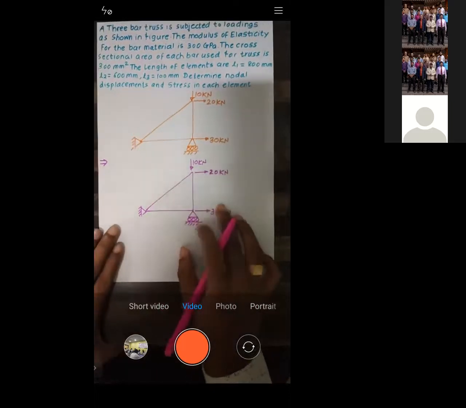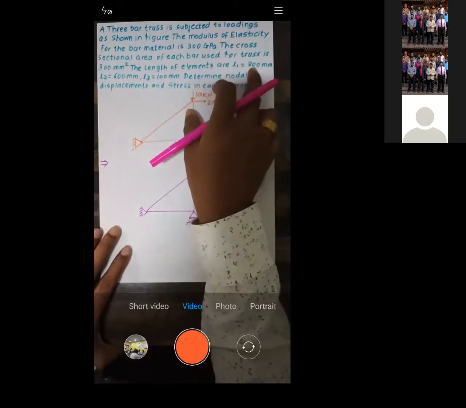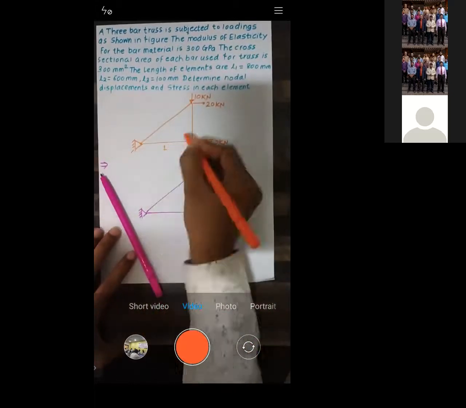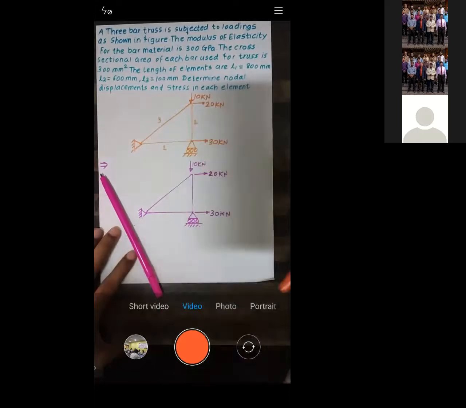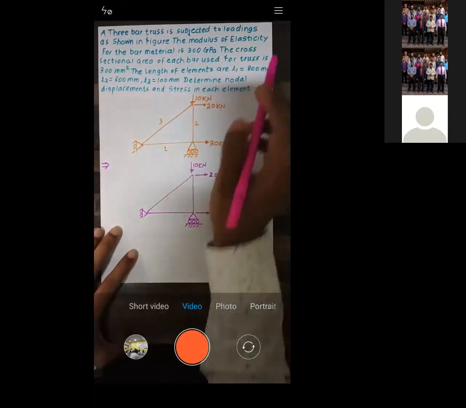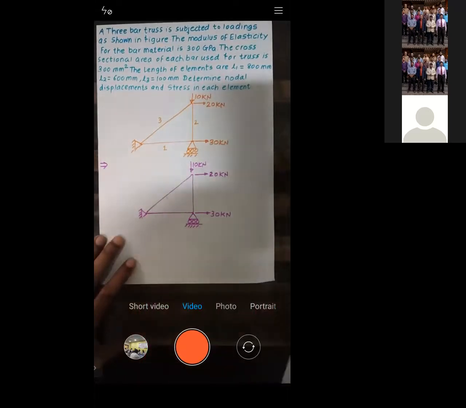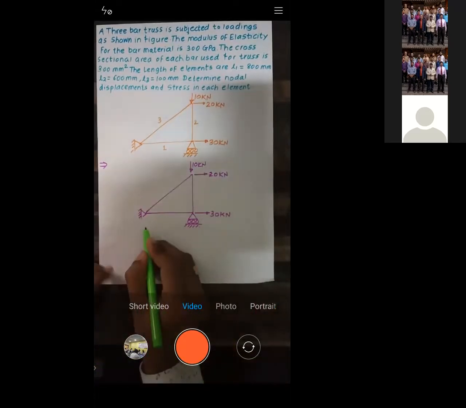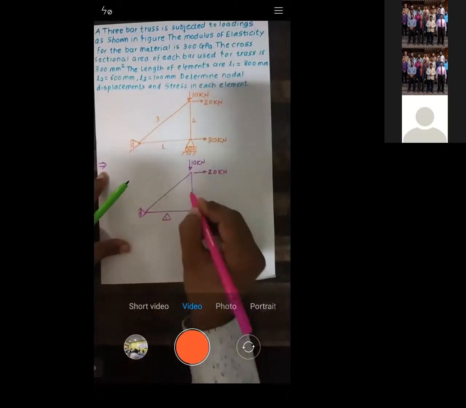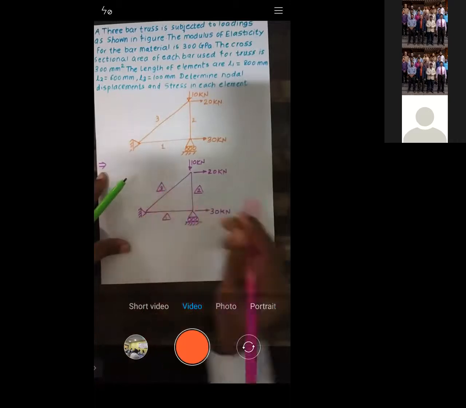Now, you can see the length of every element is given. L1 is equal to 800. This main element they have mentioned as 1, this as 2, and this as 3. This length is the length of element number 1. This is element number 2, and this is element number 3, which is already given in the problem.